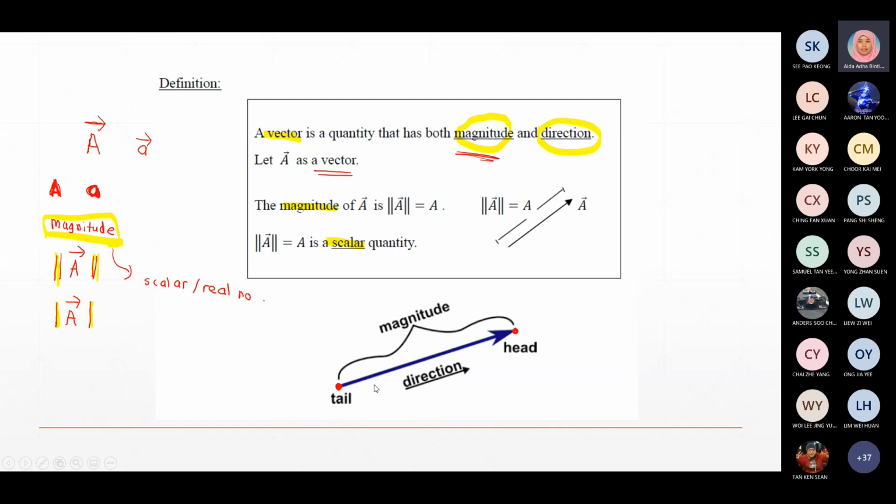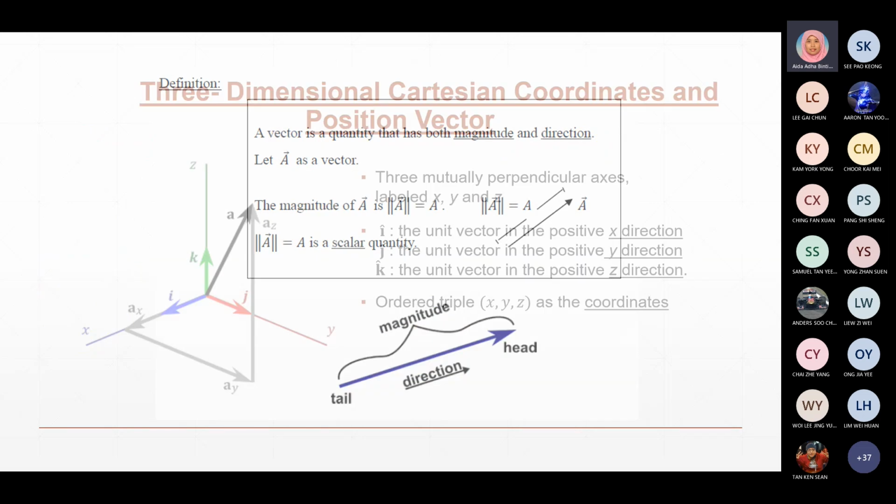So you can see, for the vector, we have the tail. We also have the head. It means the direction here must point from the tail to the head, so you have the direction. This vector also carries the magnitude, so we can see this is the magnitude.